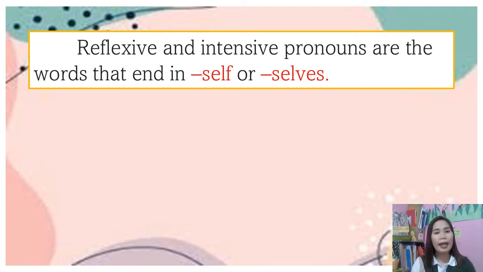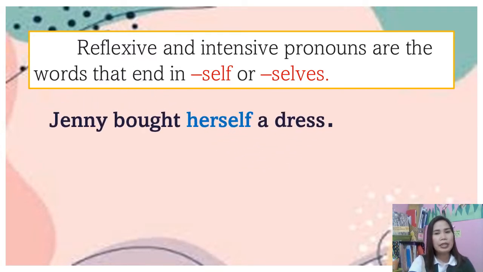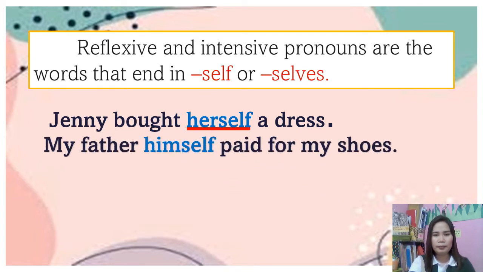All right. So again, while they resemble one another, the reflexive and intensive pronoun play very different roles in sentences. For example, Jenny bought herself a dress. Herself here is a pronoun that can be reflexive or intensive depending on how it is used in the sentence. Next we have, my father himself paid for my shoes. Himself is our pronoun, and again, it can be intensive. It can also be reflexive.